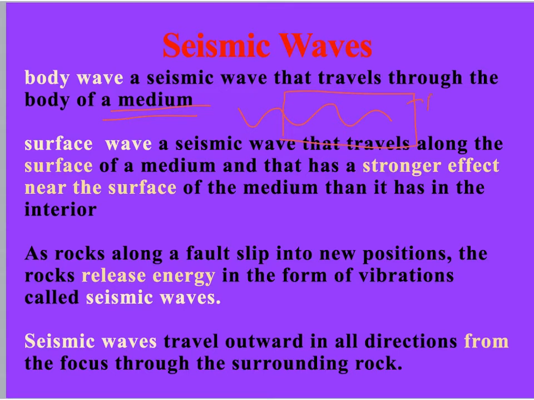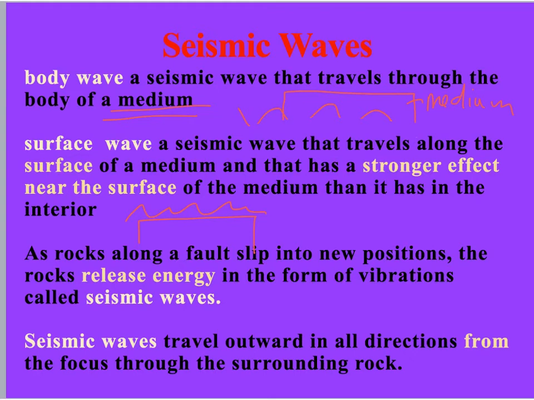The medium, like I said, can be anything. And waves travel differently through different mediums. We'll get to that in a minute. Another kind of wave is a surface wave. It's a seismic wave that travels along the surface of a medium. This one has a stronger effect near the surface of the medium than in the interior. Whereas a body wave travels through it, the surface wave travels along the surface of the medium. So here's another drawing of a medium, and in this case it travels along that surface.